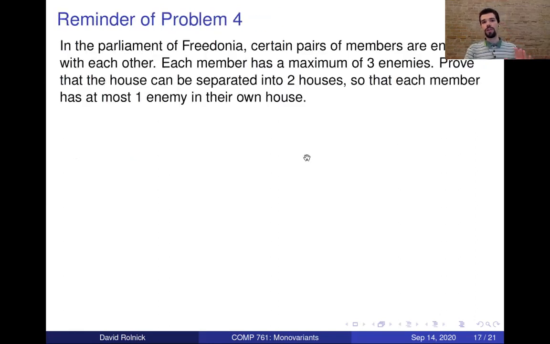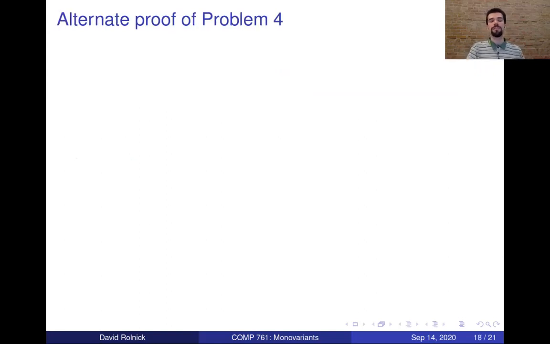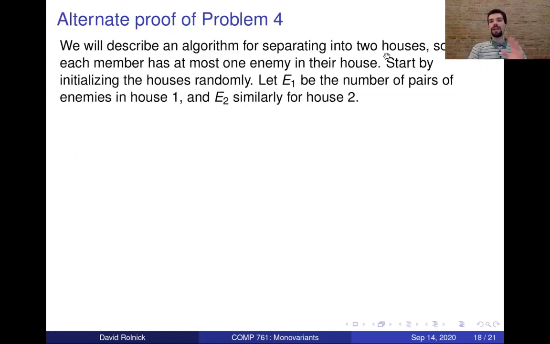So here's an alternate proof. And again, this is every member has a maximum of 3 enemies. Prove you can separate into 2 houses, so you have at most 1 enemy in your own house. Again, let's start it the same way.